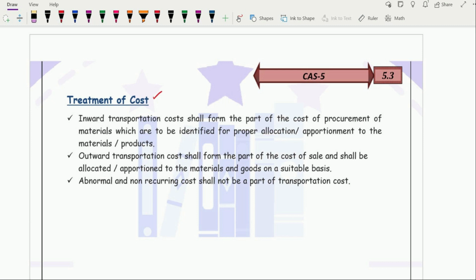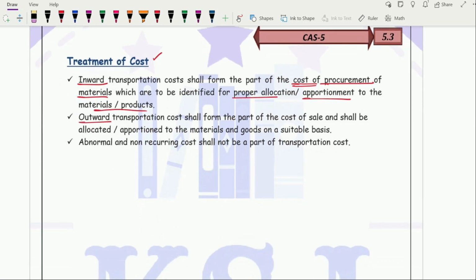So inward transportation cost shall form the part of cost of procurement of material, which is to be identified for proper allocation and apportionment to the material. So it is the part of your cost of material. Remember the cost sheet part where we calculate the material consumption. There also we take the freight inward, right? But if there is any abnormal charges related to it, that is not to be included. That is to be taken directly to costing profit and loss account. If there are any detention, demurrage, penalty, all these things are abnormal charges, right? These are not normal charges. The abnormal charges will not form the part of cost of material. That will be taken to costing profit and loss account.